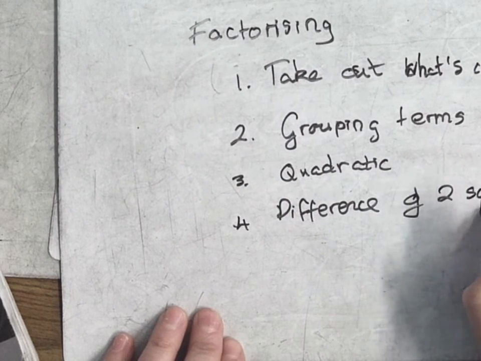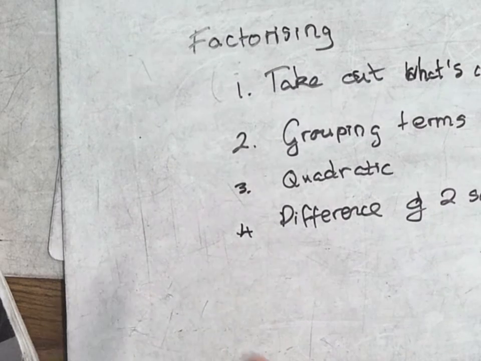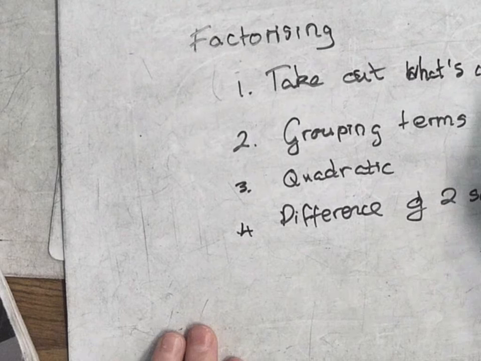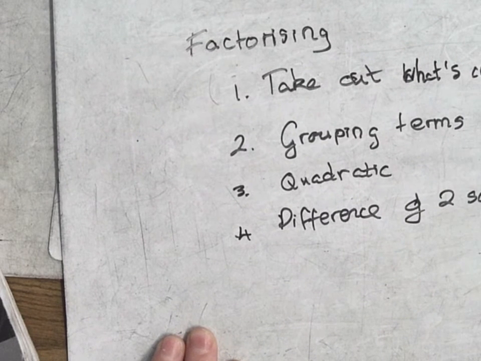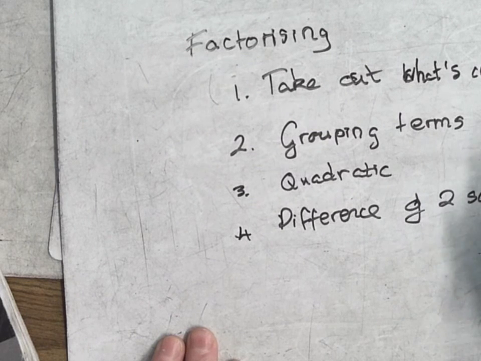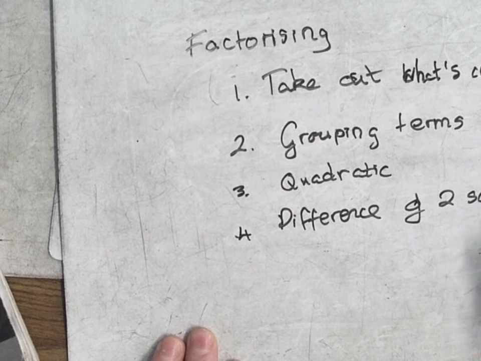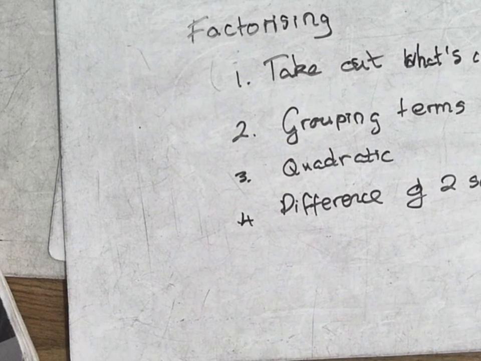Now the reason when I taught them, I did 2, 4, 3. But the reason I'm writing it like this is, how do you recognize grouping terms? How many is it going to be? There's going to be 4 terms. How do you recognize a quadratic? Because there's going to be 3 terms. And how do you recognize it's the difference of 2 squares? There's going to be 2 terms. So that's why I put it in that. Okay, so I'll do an example of each one.